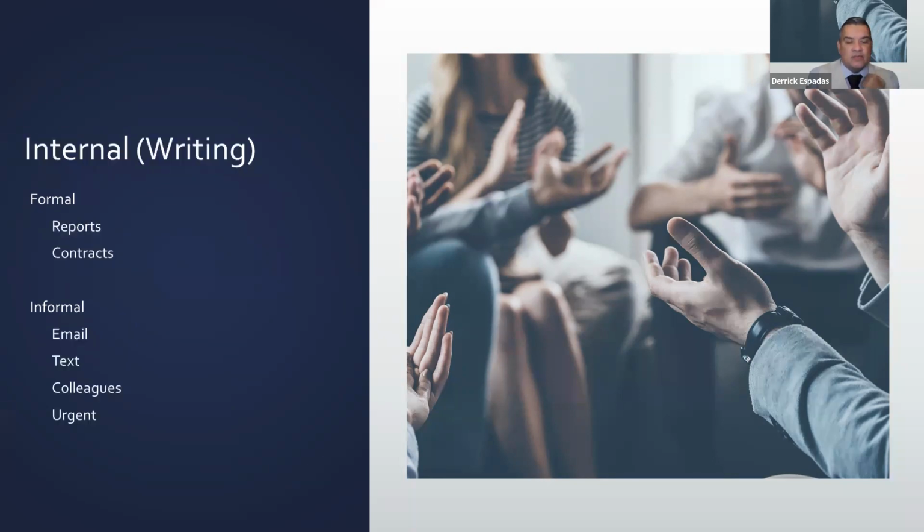So internally with writing, we're going to be very formal with reports and contracts. We're going to be less formal with emails. I really don't like saying informal, but we're going to be less formal with emails. Texts are more of an informal communication. Talking to colleagues, especially the ones you've known, and urgency.